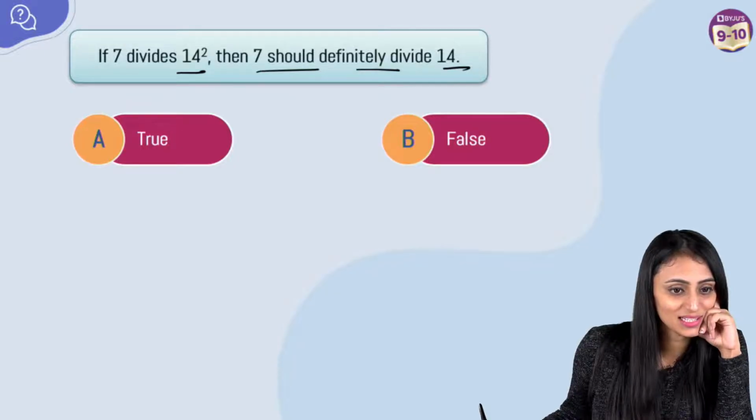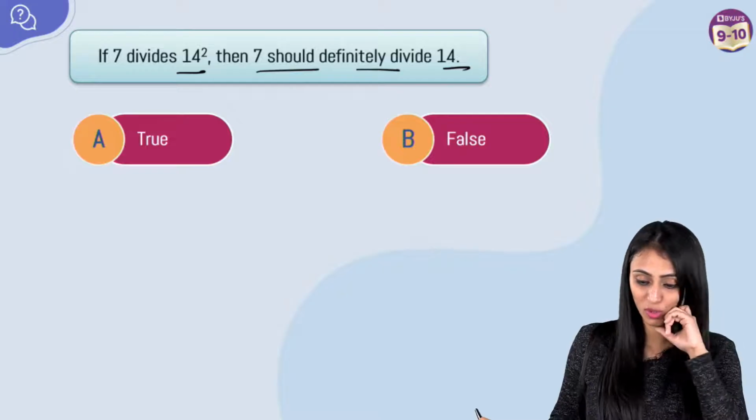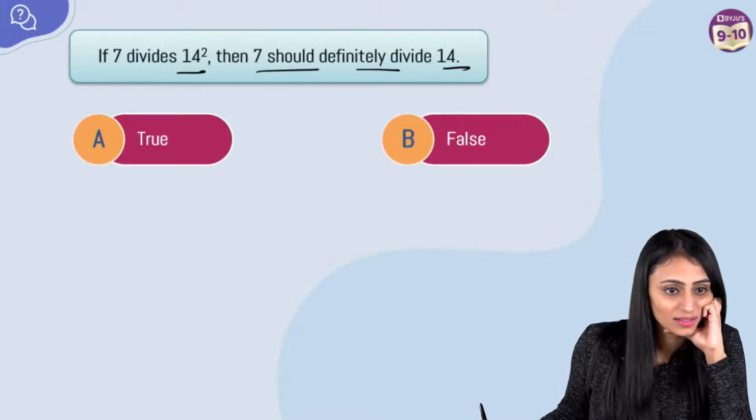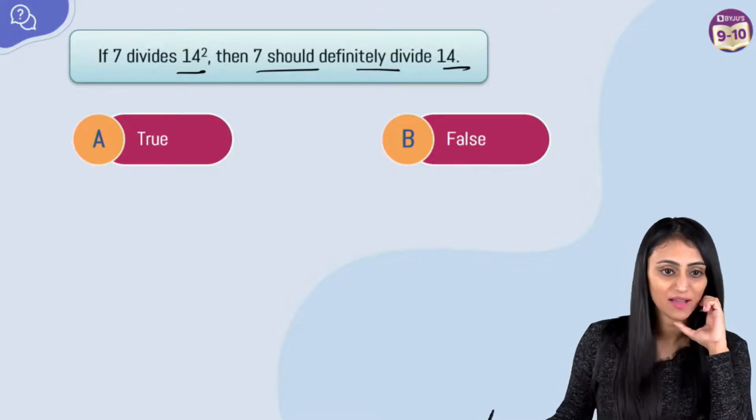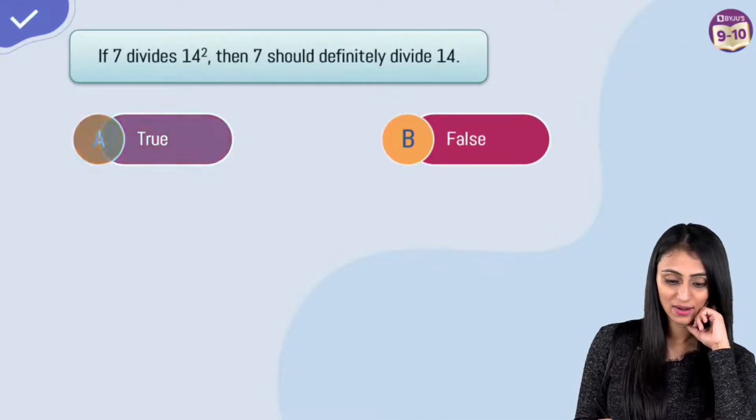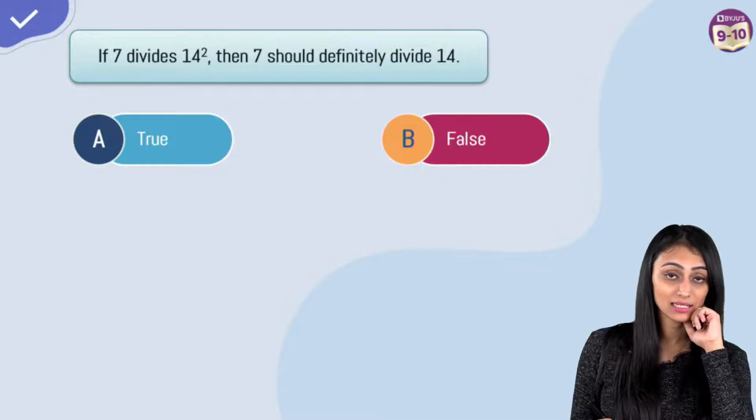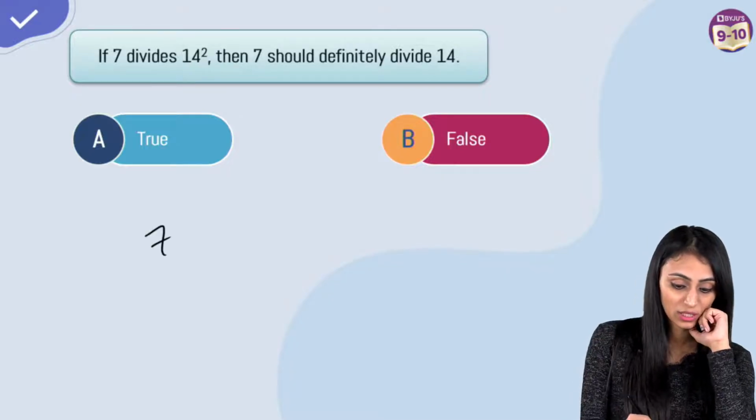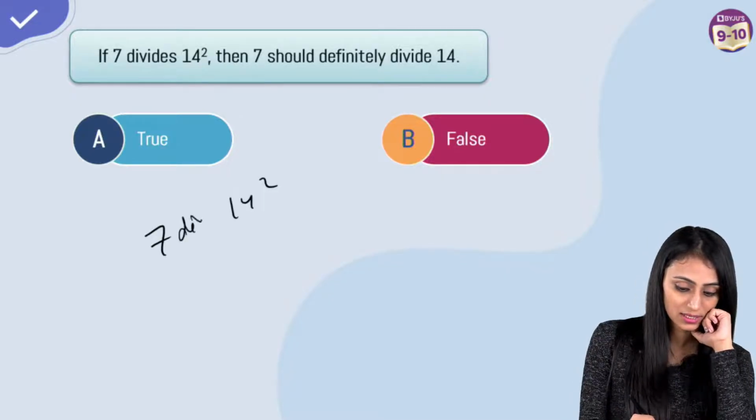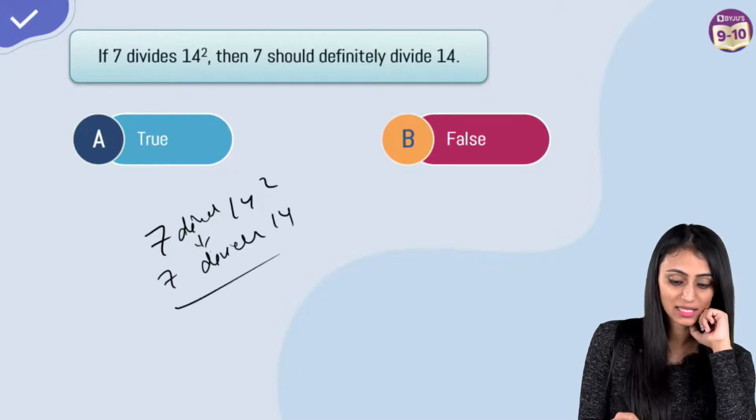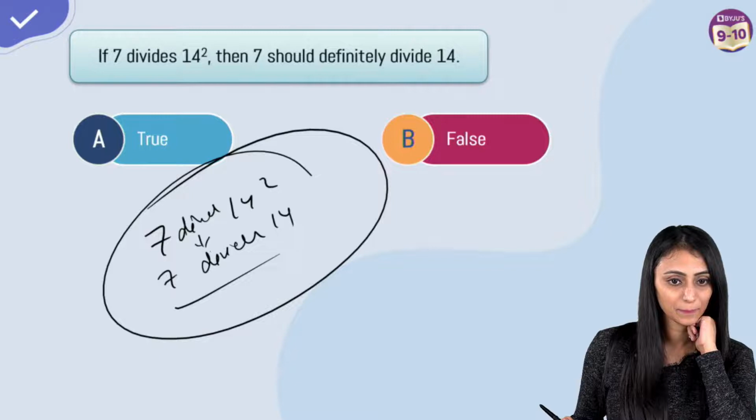Pooja Sehgal, crystal clear. Light Yagami, hi. I think a few students are now joining. Yes, everybody is saying it's true. That's the right answer, because we just learned that if a number is dividing, let's say 7 divides 14 square, right? 7 divides 14 square. So this implies that 7 divides 14 as well. This is what we just learned, right?